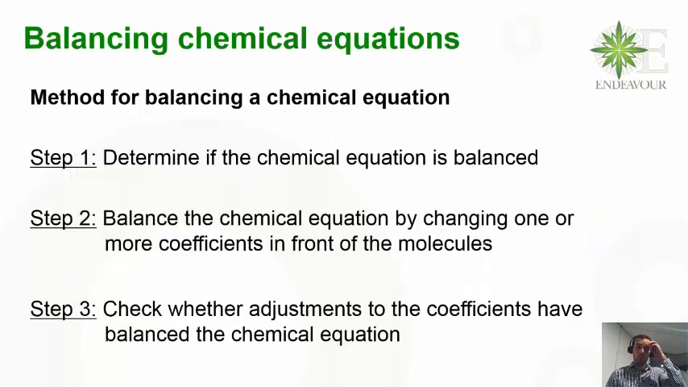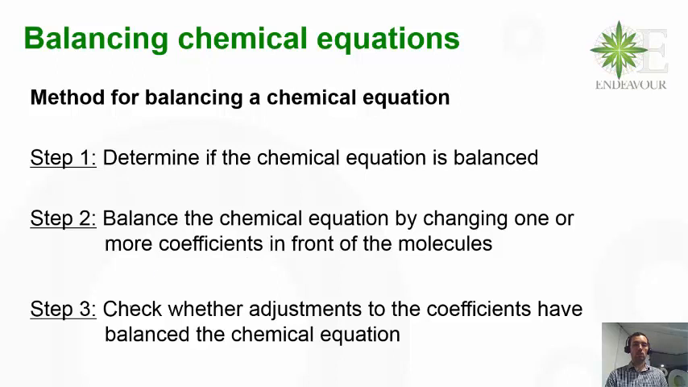So there's a method we can use to balance chemical equations. The first step is simply to determine whether the chemical equation is balanced or not. And you can do this by counting the number of each atom type on each side. So how many oxygen and hydrogens are on the reactant side and how many oxygen and hydrogens are on the product side. So once you've established that the chemical equation is unbalanced, then we move on to step 2, where you try and change one or more of the coefficients to balance the chemical equation.